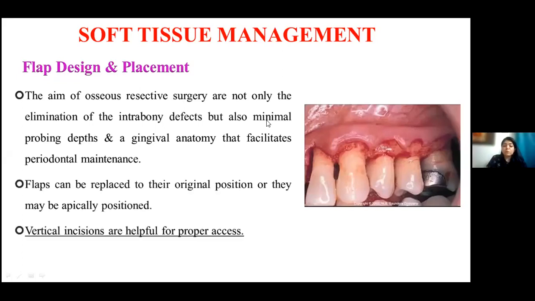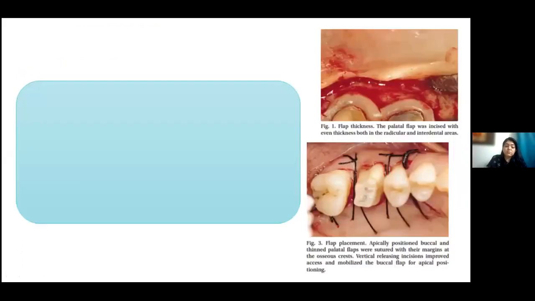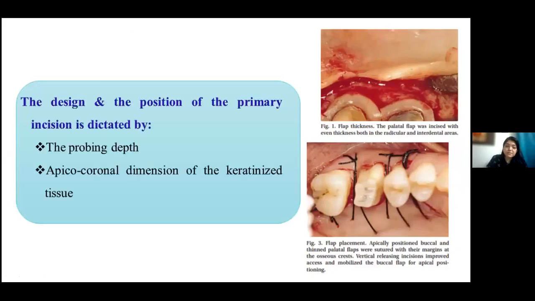Then you open the flap, and vertical incisions are given for proper access. I'm not going into the details of flap surgery right now. Incision design is based on your probing depth or the procedure that you want to do. If you want to do crown lengthening with osseous recontouring, you have to cut the gingiva and open the flap. If it's an aesthetic case and you only want to contour the non-tooth supporting bone, then you can spare the gingival collar and just cut that much and release the flap.